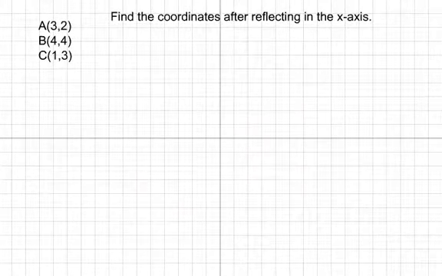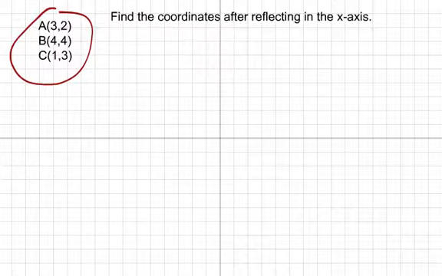Okay, this one comes from 5.6, which is reflecting images either on the x-axis or the y-axis. So these are the 3 points that they gave us. A is 3, 2, so let's plot that. 3, 2 is right here. And then B is 4, 4, so that's right here. That's not right there. That's one up from there. 4, 4, which is right there. And then 1, 3, which is right here.